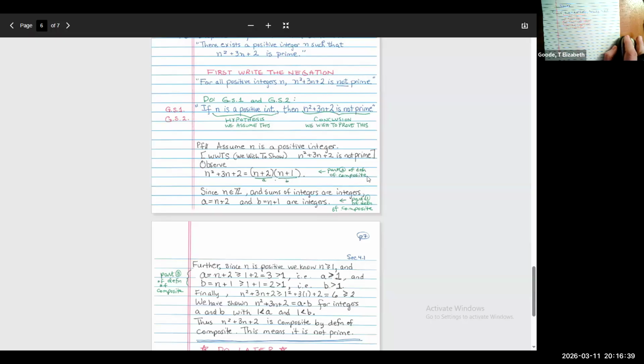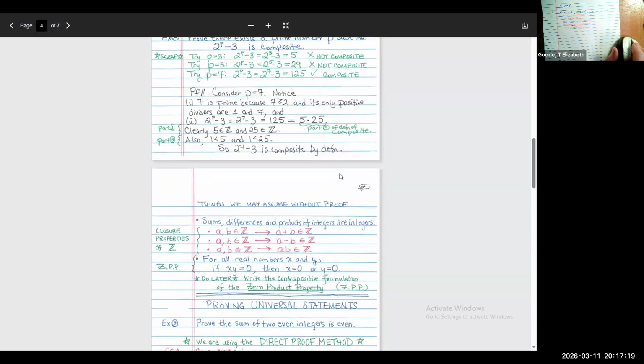This is part two of the definition of composite, that our expression, whatever it is, can be factored into A times B. Now we want to figure out that these are integers. Well, n is an integer, so we're using those closure properties, things we may assume without proving. Since n is in Z and sums of integers are integers, A equals n plus 2 and B equals n plus 1 are integers. You just have to say it. When we add integers together, we know that the result is an integer. So we said that. So that's part one of the definition of composite.